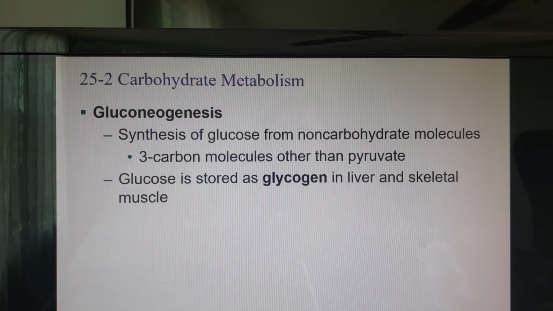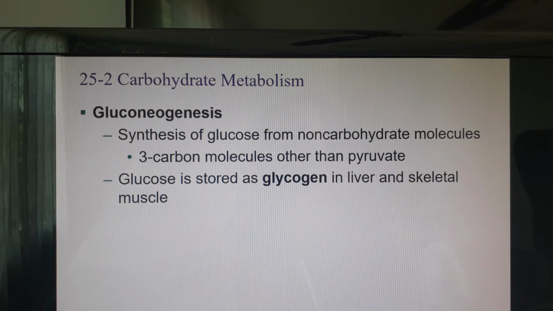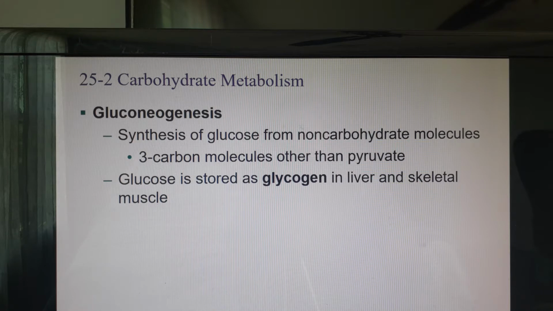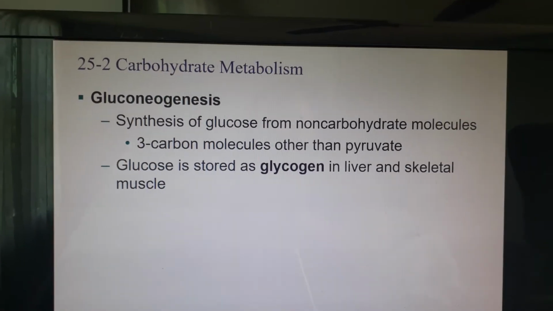So this is the second half of chapter 25, the metabolism chapter. In the first lecture, we went over the processes of breaking down glucose through glycolysis, the citric acid cycle, and the electron transport chain. The rest of the chapter deals with how we use other molecules to either replace glucose or to build glucose. Then a little later in the chapter, we talk about different types of vitamins, fat-soluble vitamins and water-soluble vitamins.